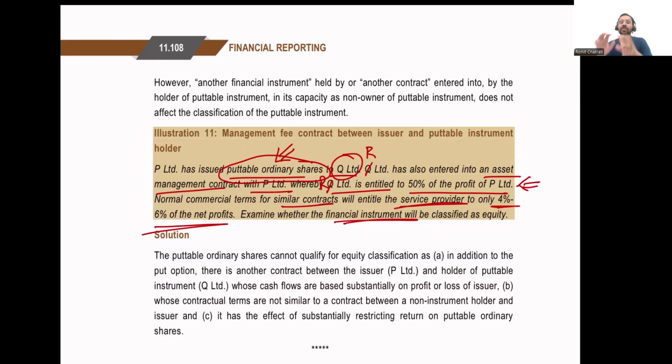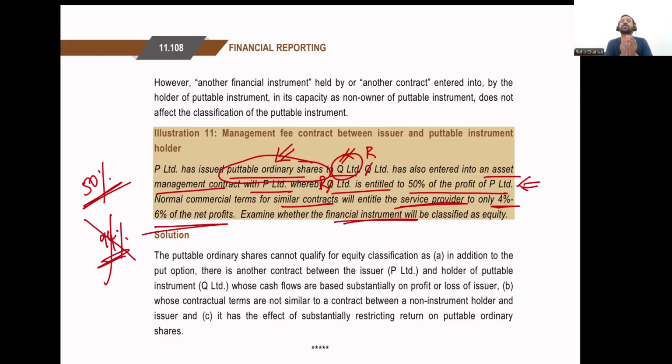It is basically another contract where the cash flows are primarily driven by profit or loss, and the existence of this contract with R Limited is going to restrict the profit of Q Limited. Ideally, Q Limited, let us say, should have received profits of 94%. Under this contract, let us say P Limited should have paid only 6% to R. The remaining 94% should have actually gone to Q Limited. But as a result of this contract, instead of 94%, Q Limited is only going to receive the remaining 50% of the profits, and hence the profit or loss that Q Limited is exposed to is restricted.